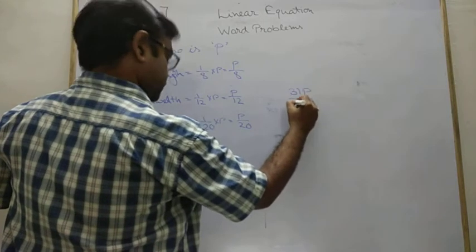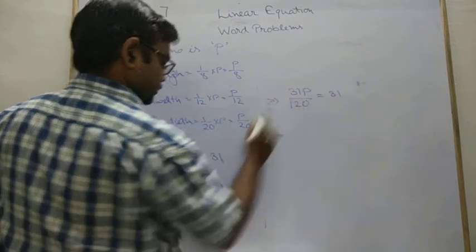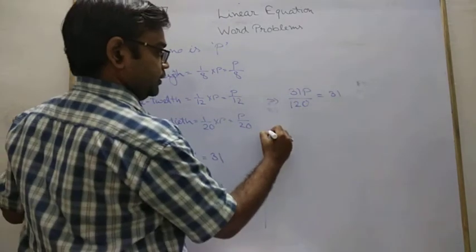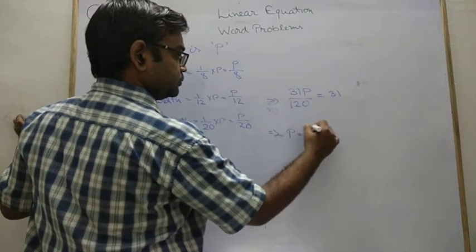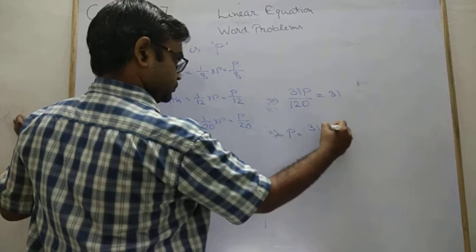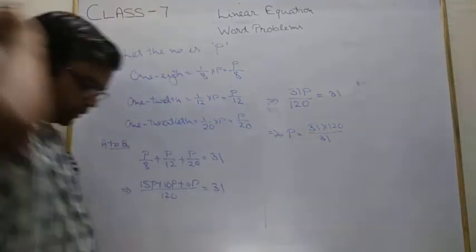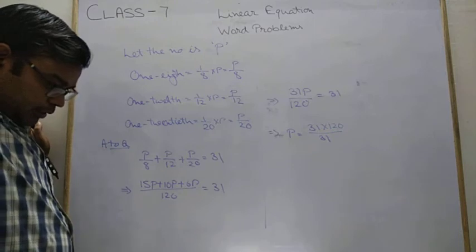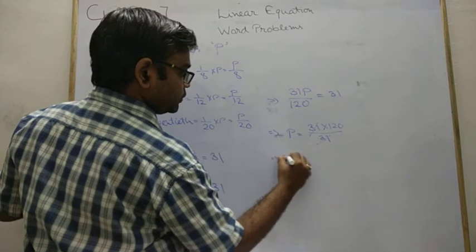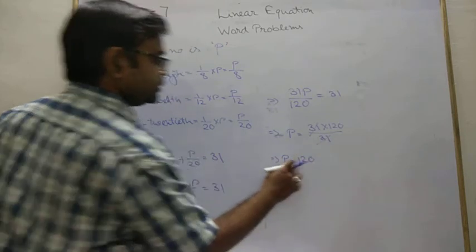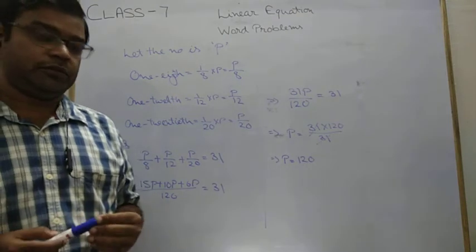So 31p upon 120 equals 31. From this, p equals what? This goes to the multiply form, and this comes to the divide form. The 31 cancels, p equals 120. This is your number.